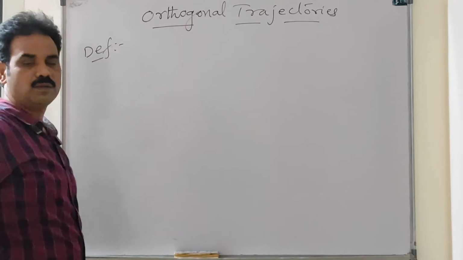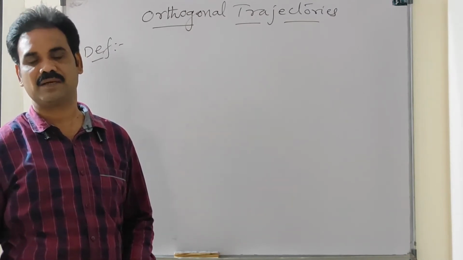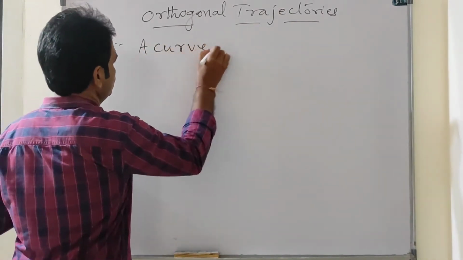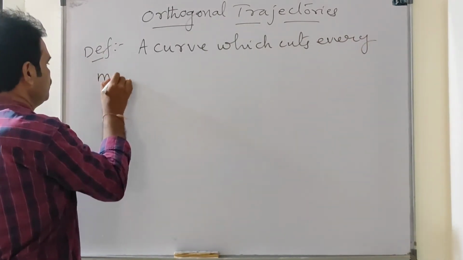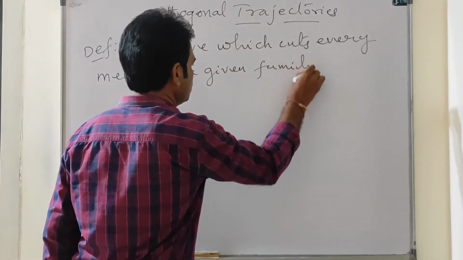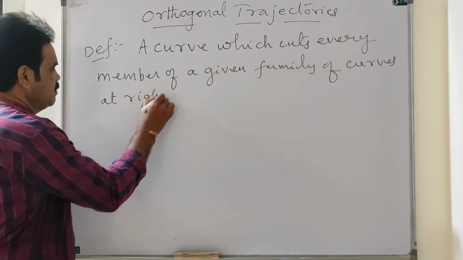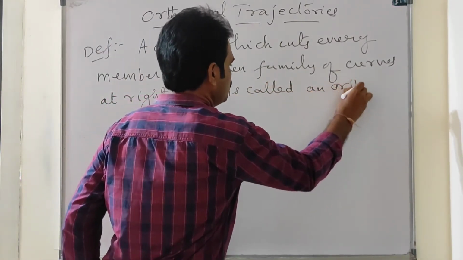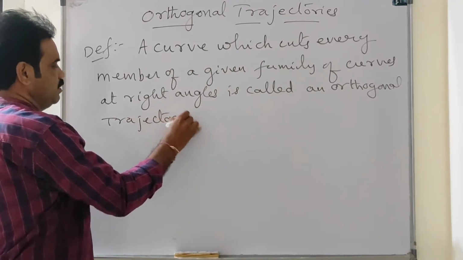See the definition. Orthogonal trajectory: a curve which cuts every member of a given family of curves at right angles is called an orthogonal trajectory of the given family.